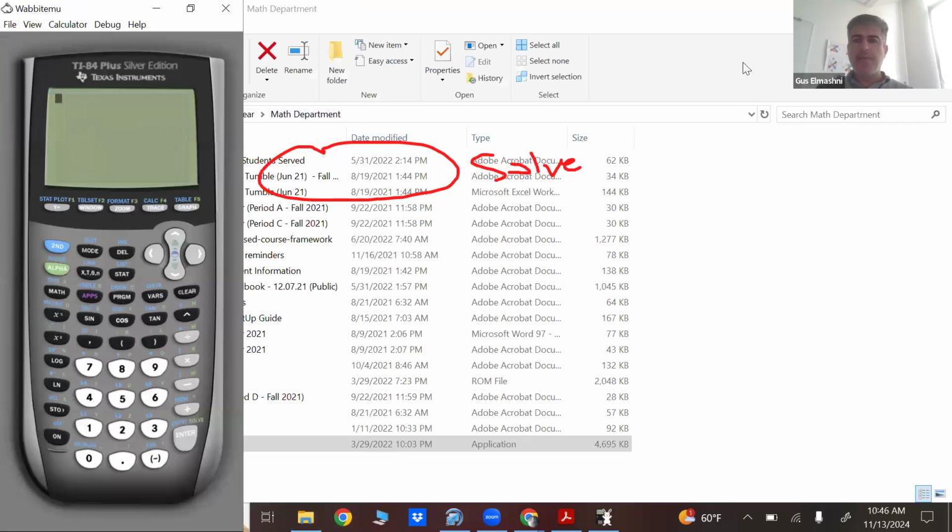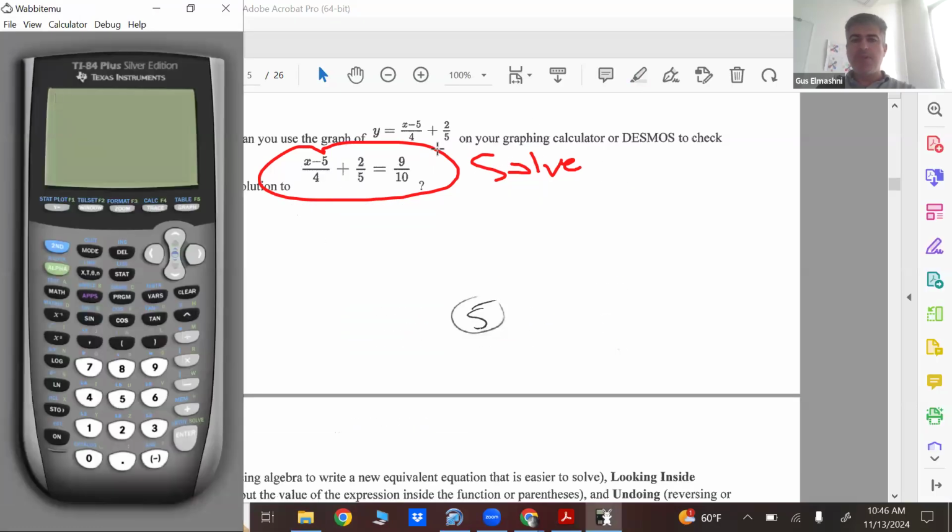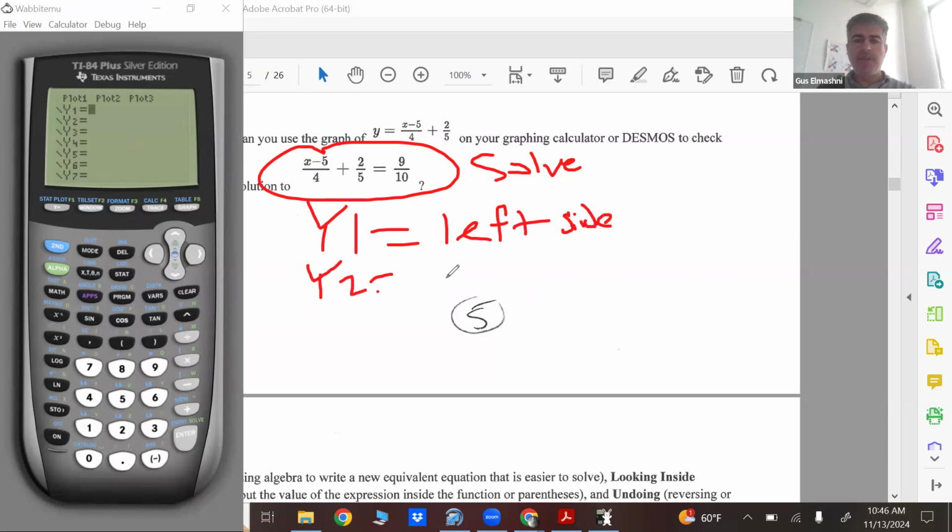So how would you do this in the calculator? Desmos is super easy. You can just punch in the equation and see where they touch. But what you're going to do here is let y1 equal the left side or the right side, it's up to you, I don't really care, and y2 be the right side.